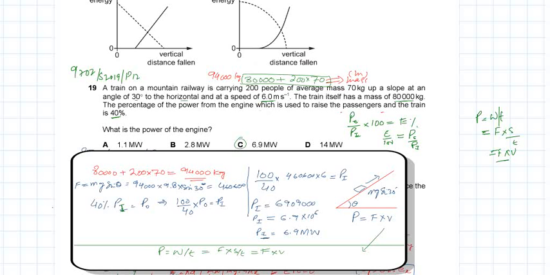The power output times 100 divided by 40 will be equal to the power input, which means the power generated by the engine. So it will be 690,960,000 W. So in megawatt, it is 6.9 times 10 power 6 W, which is 6.9 MW. So option C is the right answer.